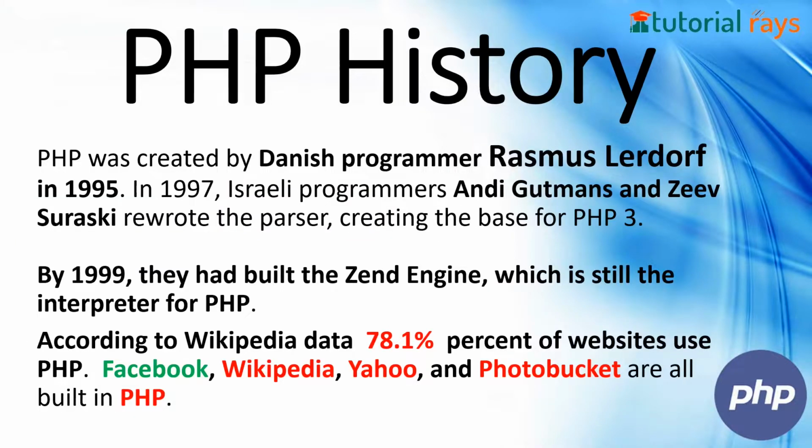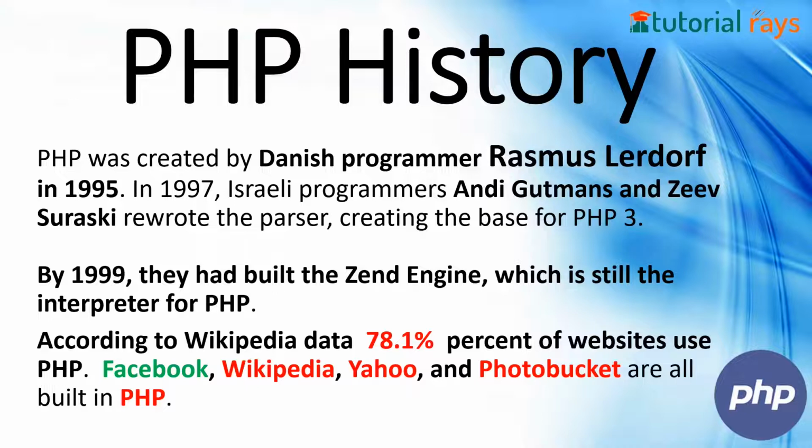Now let's see a brief history of PHP. PHP was created by Danish programmer Rasmus Lerdorf in 1995. In 1997, Israeli programmers Andi Gutmans and Zeev Suraski rewrote the parser, creating the base for PHP 3. So we can say that PHP 3 was the stable version. By 1999, they had built the Zend Engine, which is still the interpreter for PHP. When we run PHP, there is software inside that interprets the language from our language to machine language, and that is done by the Zend engine, the Zend interpreter.